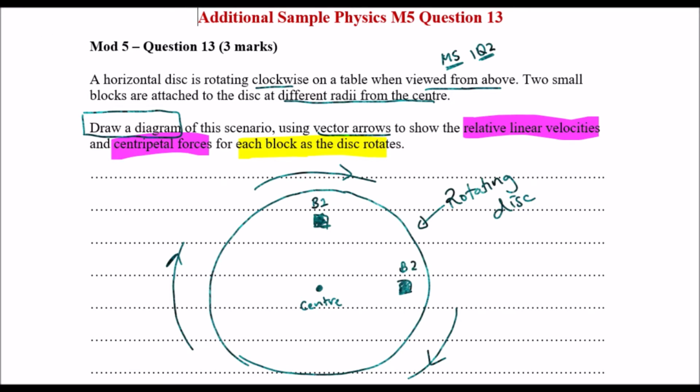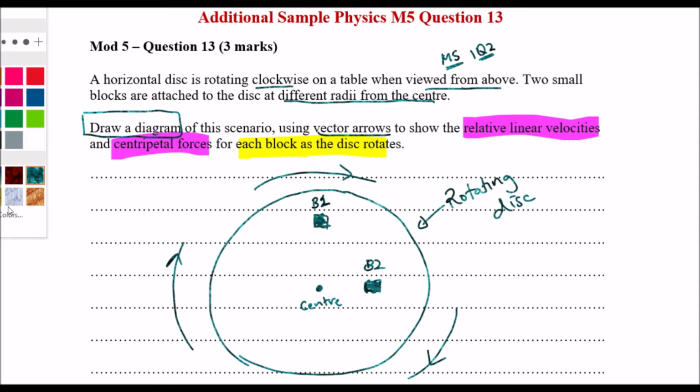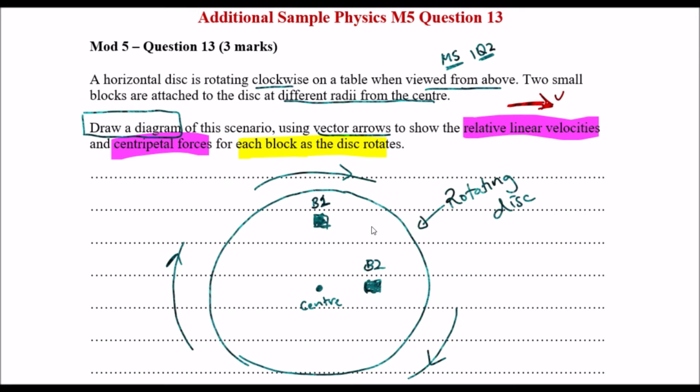So what we need to do is draw vector arrows to show the relative linear velocities of different radii. Actually, we'll change it: we'll say B2 is closer towards the center, while B1 is further away from the center. You can see that very clearly here. Next, we're going to show the difference in linear velocity, and we'll label it as V.